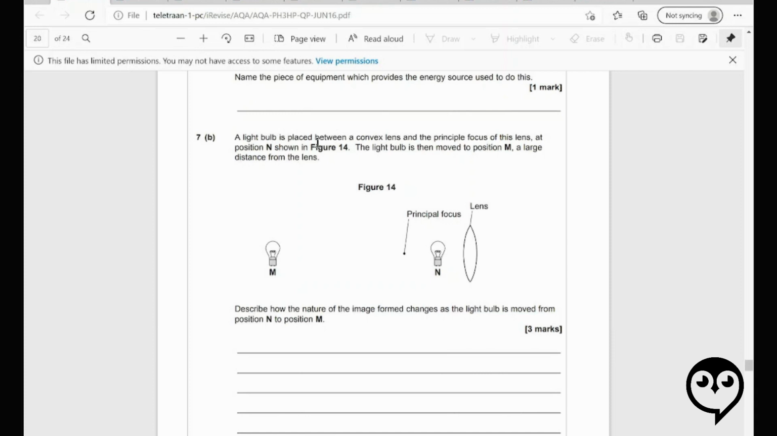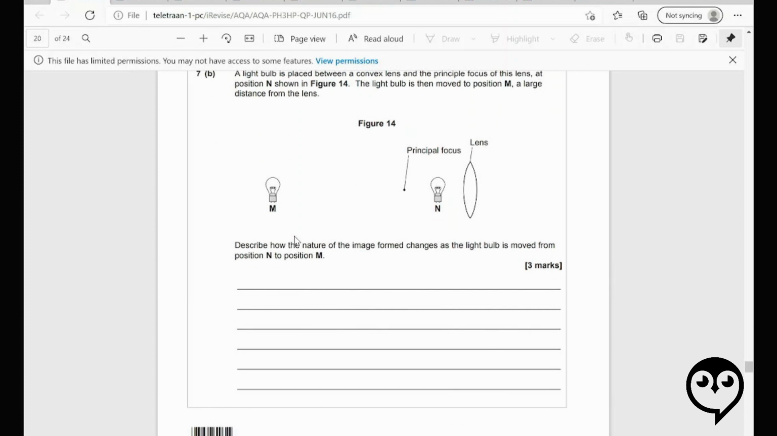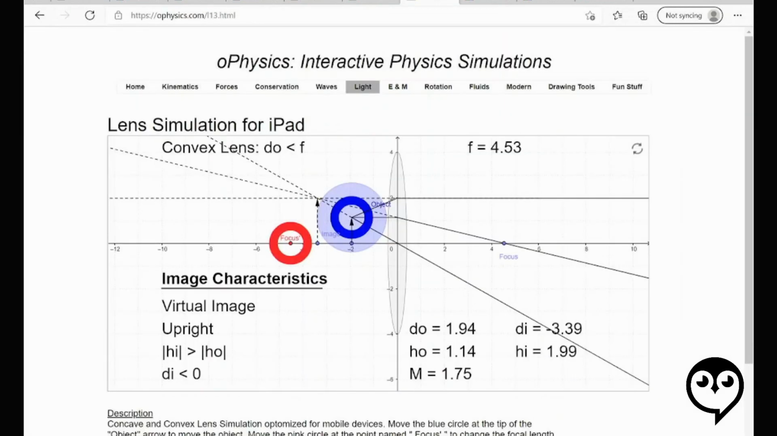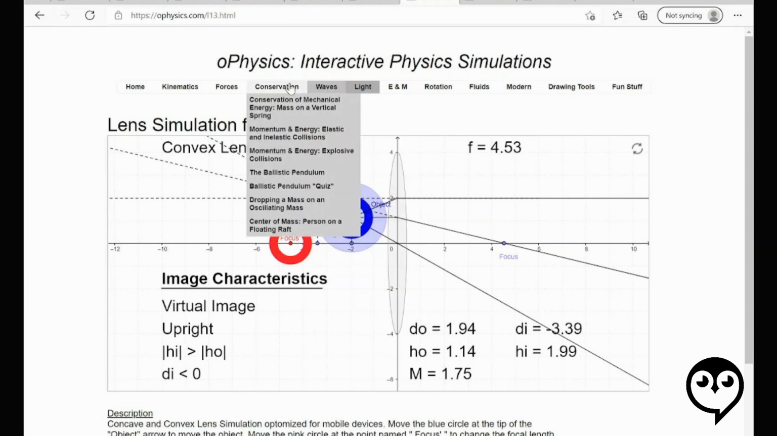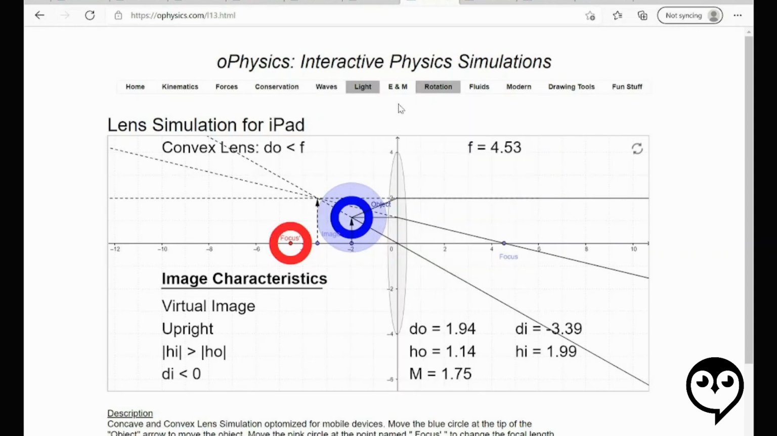Section 7b here. Right, so part B, a light bulb is placed between a convex lens and the principal focus, okay, and then it's moved to position M. Now, I can't draw this for you, but maybe I can show you in a diagram. Okay, so I'd like to introduce O Physics to you. This is a great website for different simulations and animations using GeoGebra. On this particular one, I'm going to have the object in between the lens and the focus like we talked about. We see that the image here is a virtual image. We see that it's upright. This is lovely.